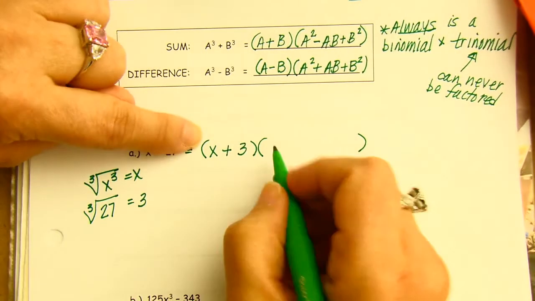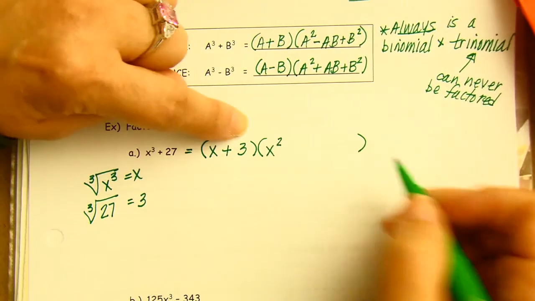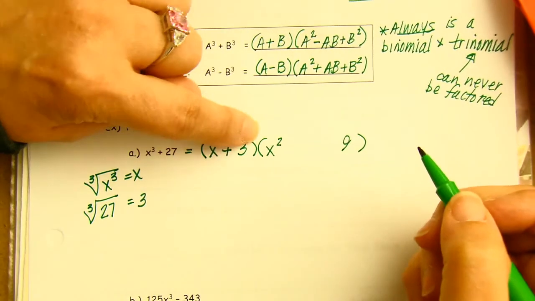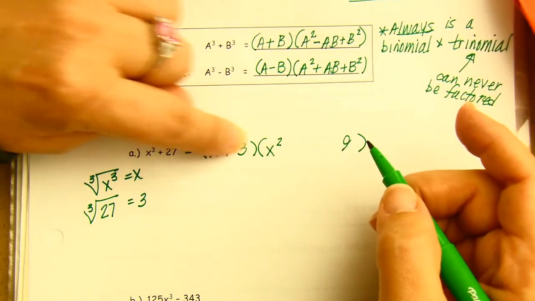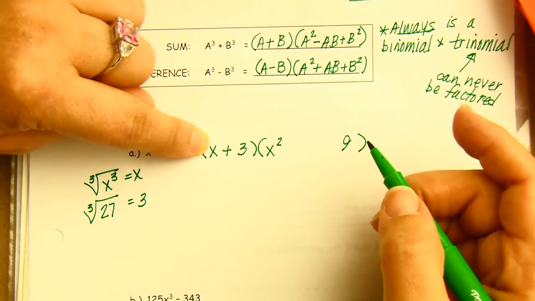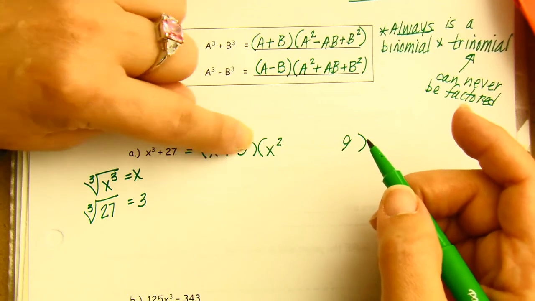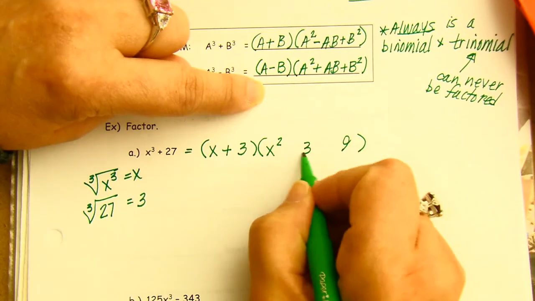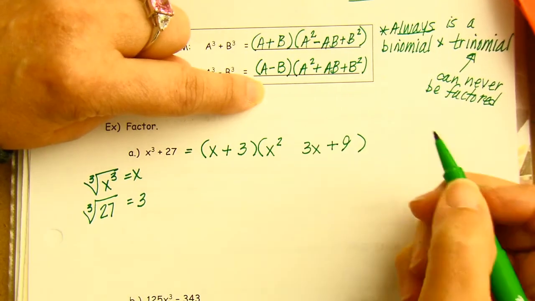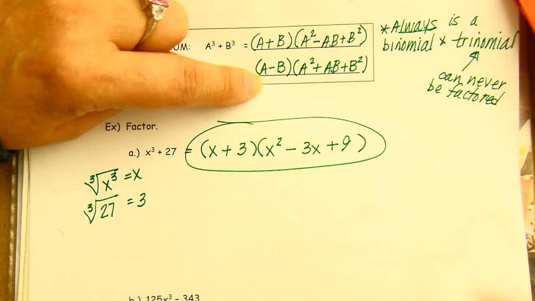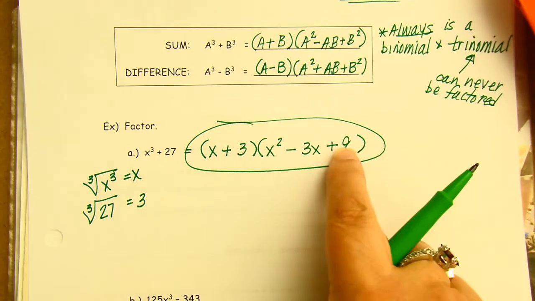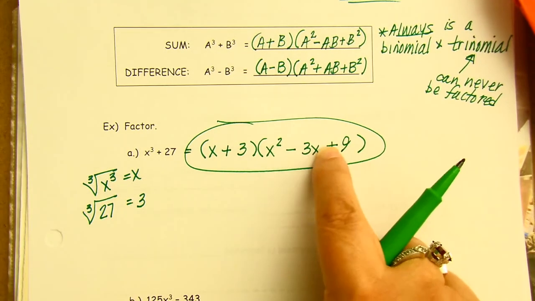Now I'm going to square the x and get x squared. I'm going to square the 3 and get 9. I'm just going to multiply them together. Remember, I'm not doubling. I'm not squaring a binomial. I'm factoring. Squaring a binomial is multiplication. This is factoring. So I just multiply 3x. This is always plus on the end, and that's where my minus has to be. This can never be factored. Two numbers that multiply to 9 that when I add them give me a 3.